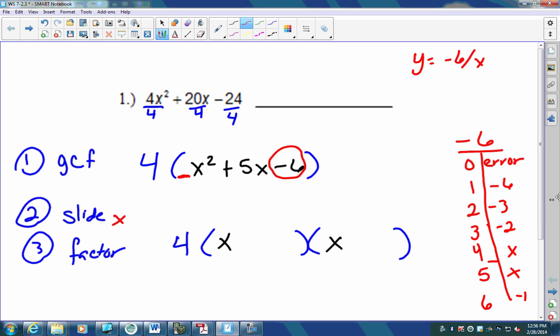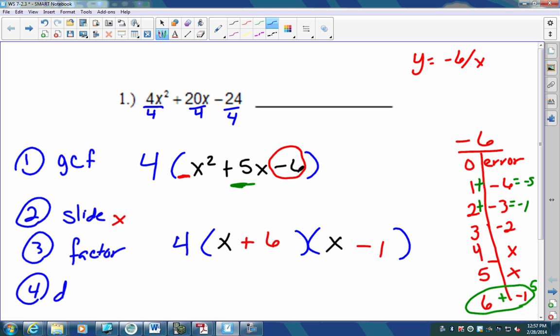When I have my factors, what am I trying to do with my factors? You're trying to get them to add up together to get this middle term. So when I add 1 and negative 6, it gives me negative 5. When I add this, I get negative 1. As I go down, look, 6 plus negative 1 is 5. These are the factors I need. So now I'm going to put those factors in here. Plus 6 minus 1.